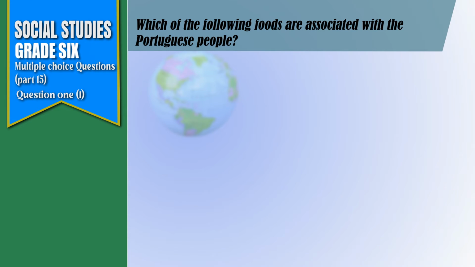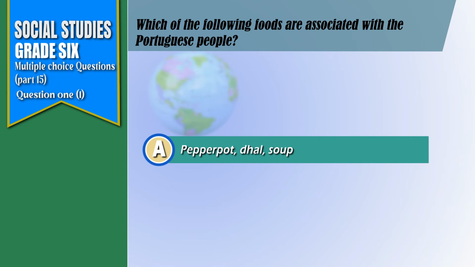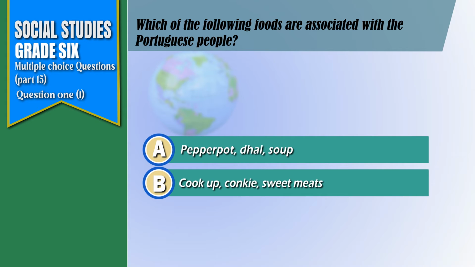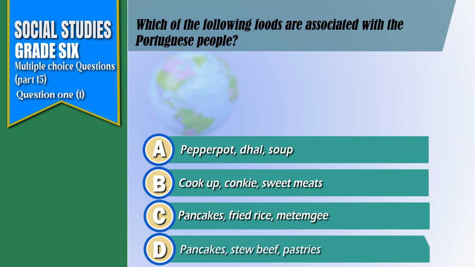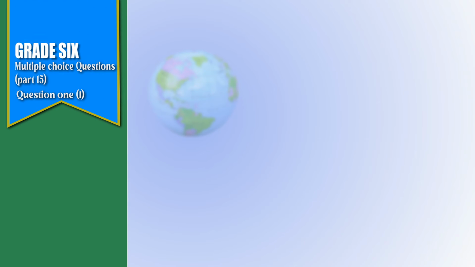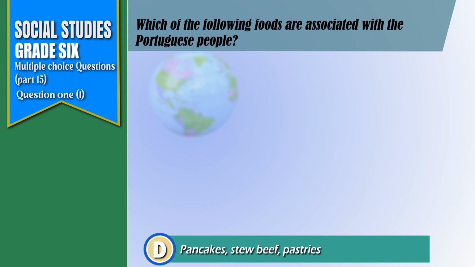Which of the following foods are associated with the Portuguese peoples? A, pepper pot, dal, soup. B, cook-up, conky, sweetmeats. C, pancakes, fried rice, metemgee. Or D, pancakes, stew beef, pastries. The answer to question 1 is D, pancakes, stew beef, and pastries.